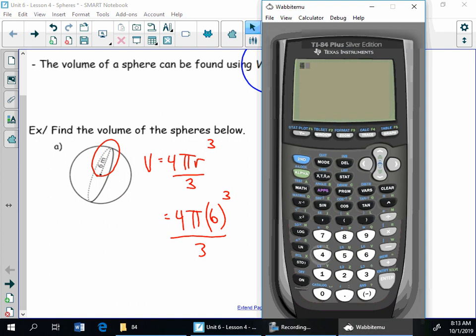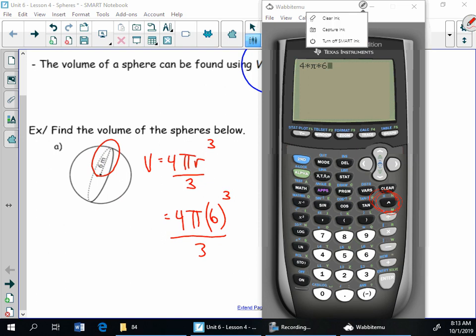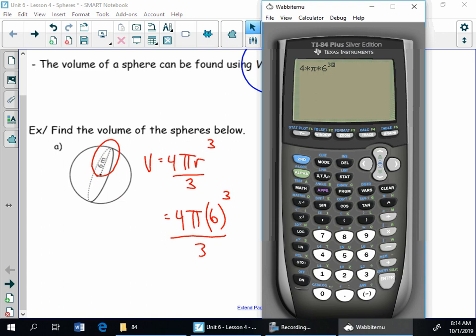So we're going to do 4 times our pi button times 6. And remember our exponent button is the one that looks like the upper pointing arrow up here above the dividing thing. On your calculator you should have the same button. So make an exponent to the power of 3. You have to go over because I want to divide all of this by 3 afterwards. So make sure you're not just dividing the exponent by 3, but the entire expression by 3.